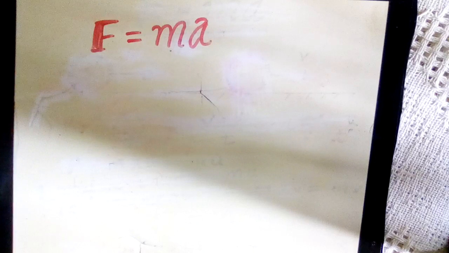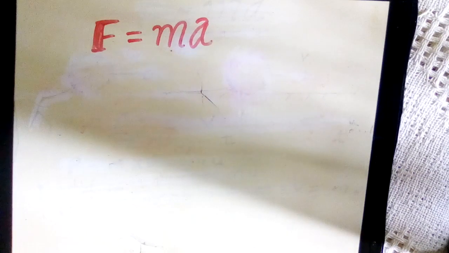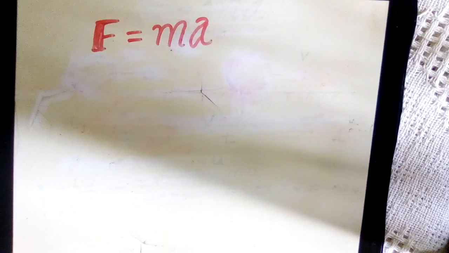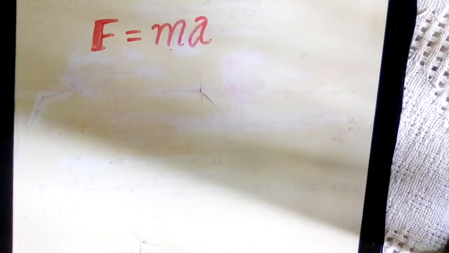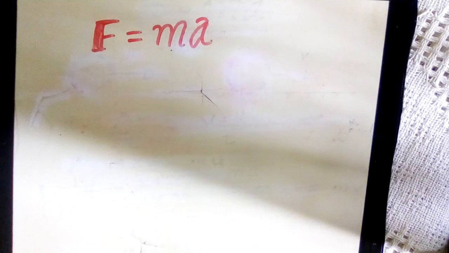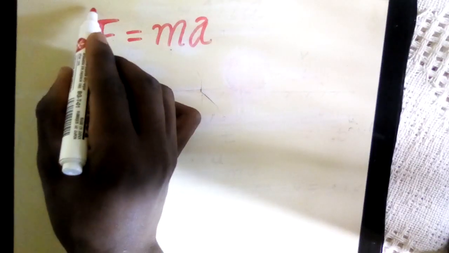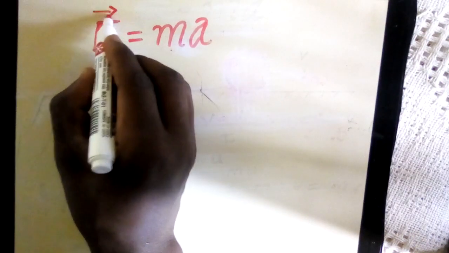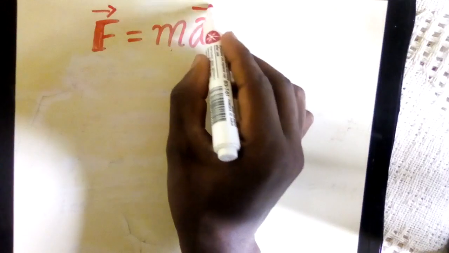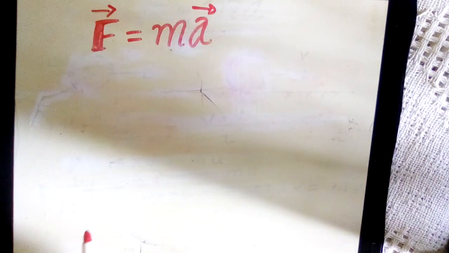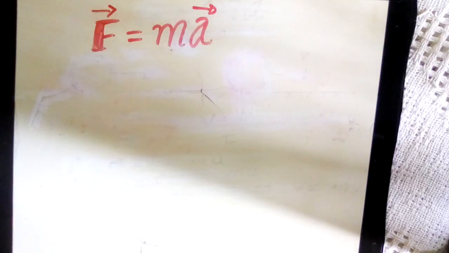Well, this formula may look weird, but in the normal sense, this formula is very important in many fields of science, from aerospace technology to rocket propulsion technology. This formula relates two vector quantities. We have the force being a vector and the acceleration being a vector quantity.